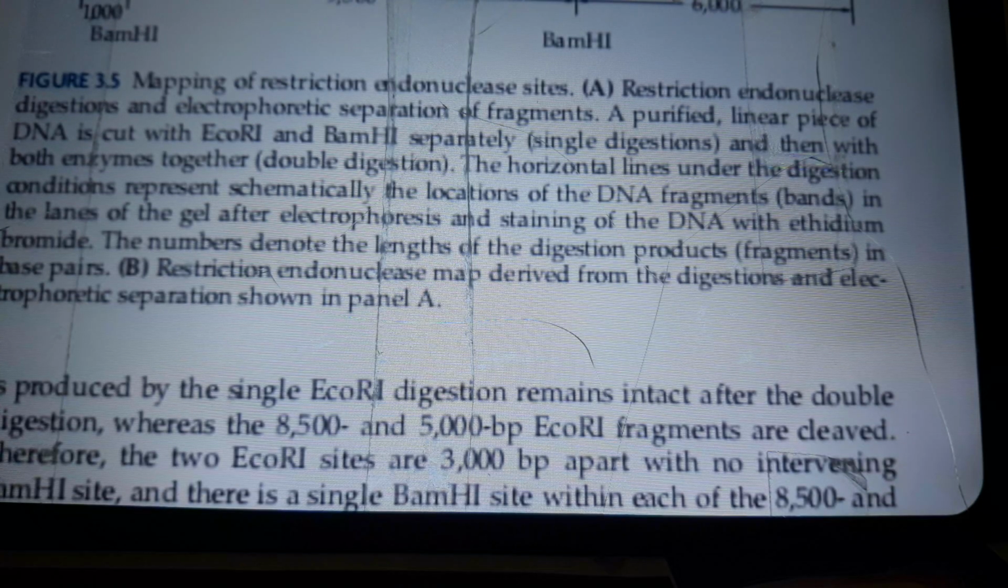Shown above is a mapping of restriction endonuclease sites. A is a restriction endonuclease digestion and electrophoretic separation of fragments, as you see here.